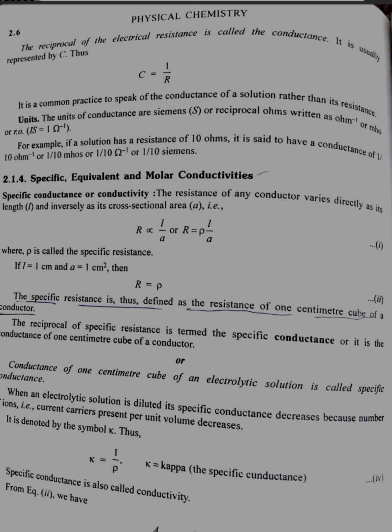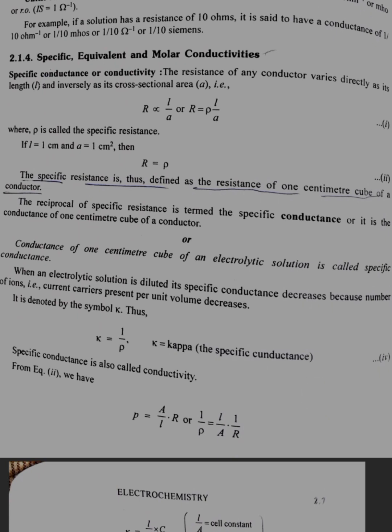It is commonly practiced to speak of the conductance of a solution rather than its resistance. Unit: the unit of conductance is Siemens or reciprocal ohms, written as ohm inverse. For example, if a solution has a resistance of 10 ohm, it is said to have a conductance of 1 upon 10 ohm inverse. Specific, equivalent and molar conductivities.